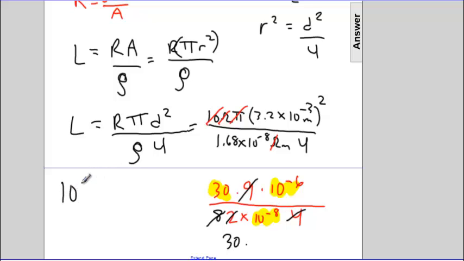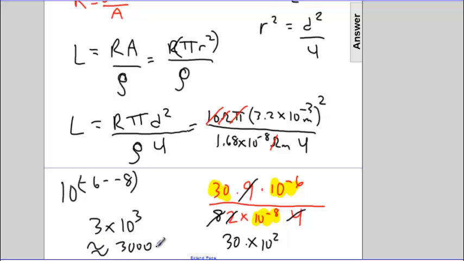And then what is 10 to the negative 6 divided by 10 to the negative 8? So when you do that, it's 10 to the negative 6 minus negative 8. That's negative 6 plus 8. That's 10 to the 2. What is 30 times 10 to the 2? That will be 3 times 10 to the 3. So I got an answer that's approximately 3,000 meters, because I've approximated quite a bit. I've made quite a few assumptions, which errors propagate continuously.